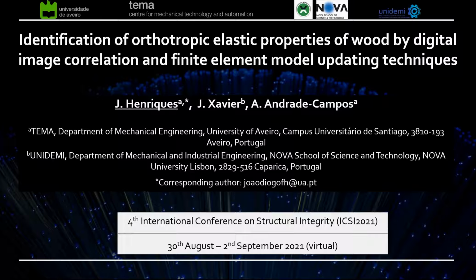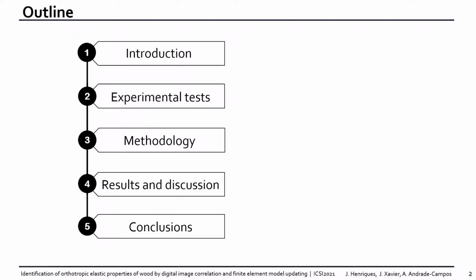My name is João Henriques and today I'll be presenting the work titled The Identification of Orthotropic Elastic Properties of Wood by Digital Image Correlation and Finite Element Model Updating Techniques, which the authors are me, José Xavier and Gil Andrade Campos. This presentation is divided in 5 main parts, beginning with an introduction to wood and wood-based products, while also giving an overview of the goals of this work.